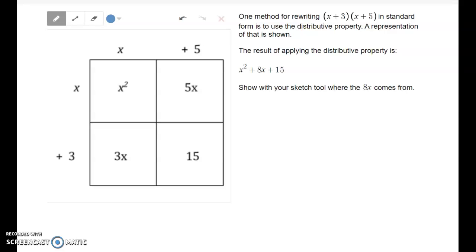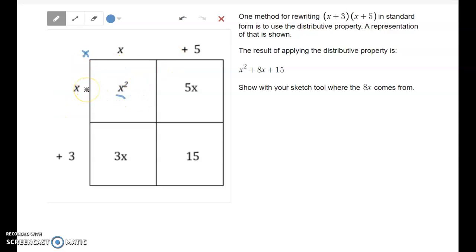So last week we talked about this box method of using to FOIL or to distribute using standard form. So today we're going to kind of recap a little bit of that and move forward with distributing. So if you see how this works, kind of like your Punnett squares in science, we have this x times this x gives us x squared.